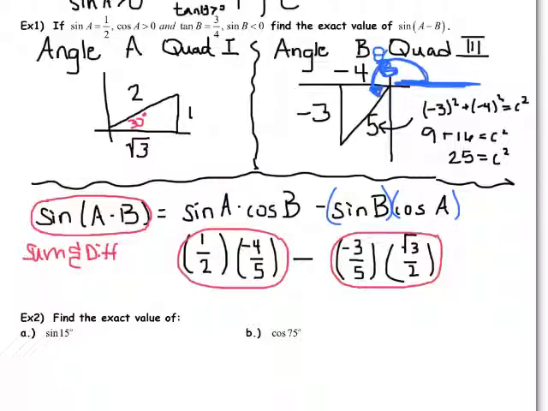All right, so when we multiply 1 times -4, we get -4. And 2 times 5 is 10. -3 times √3 is -3√3 over 10. Okay, and now we add, because we're trying to simplify here.